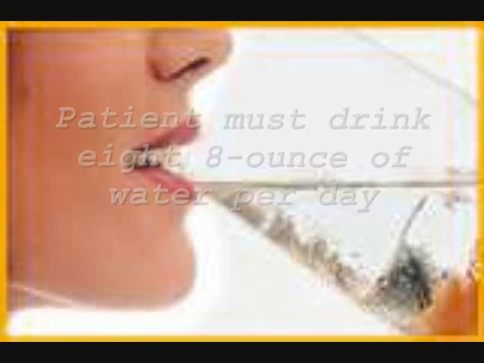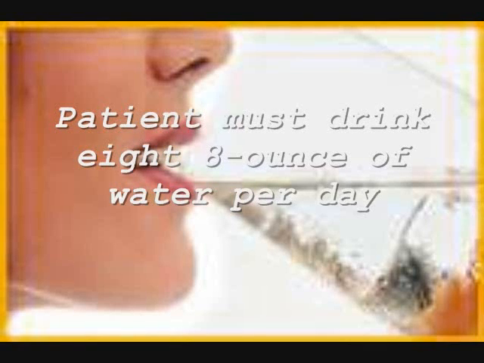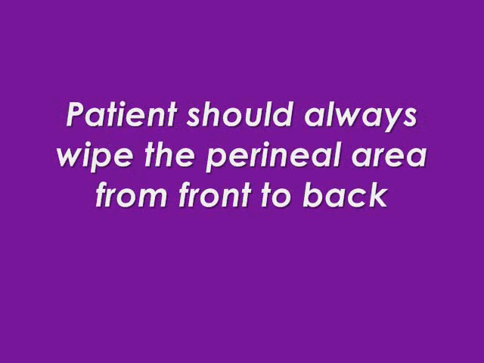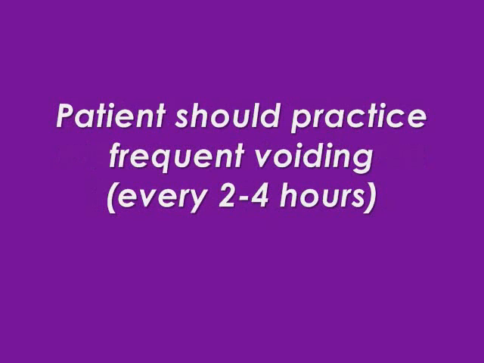As a student nurse, the 3 possible health teachings that I can provide to the patient are the following. First, the patient must drink 8 ounces of water per day to flush bacteria out of the urinary system. Second, the patient should always wipe the perineal area from front to back following urination or defecation in order to prevent introduction of gastrointestinal bacteria into the urethra. Third, patient should practice frequent voiding every 2 to 4 hours to flush bacteria out of the urethra and prevent organisms from ascending into the bladder.